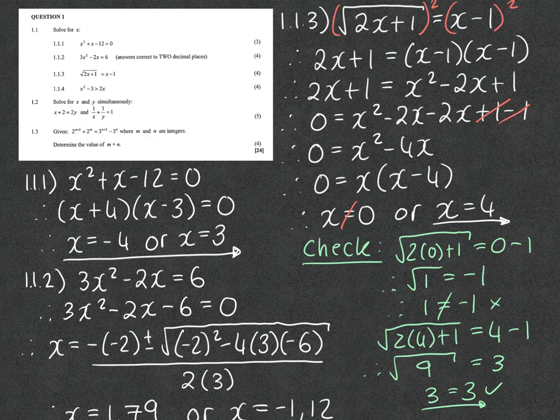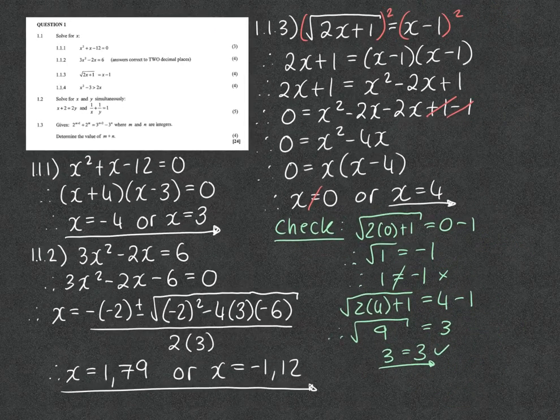Okay, so just to recap, guys, when you are squaring both sides, please remember to check your answers by substituting them into your original equation and seeing which one works and which one does not work.